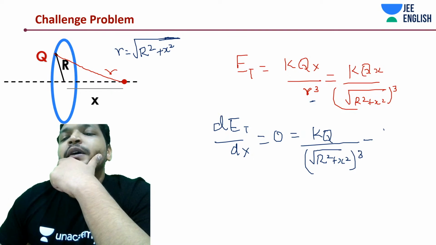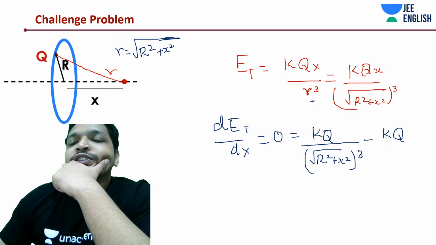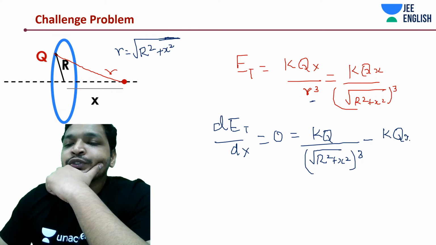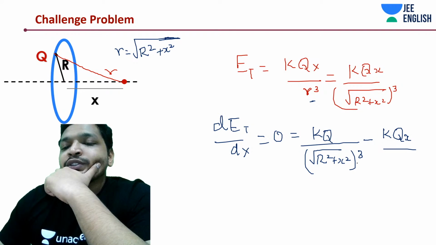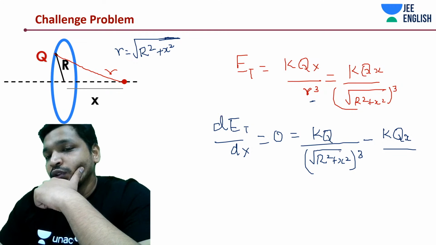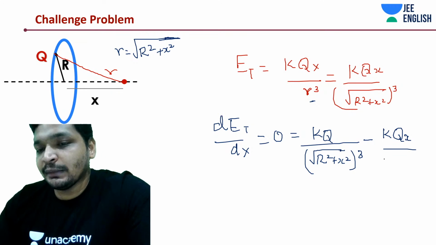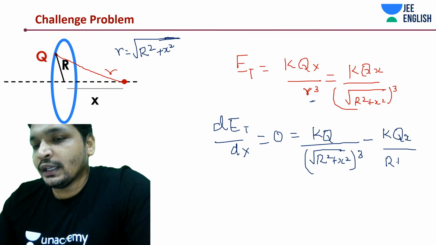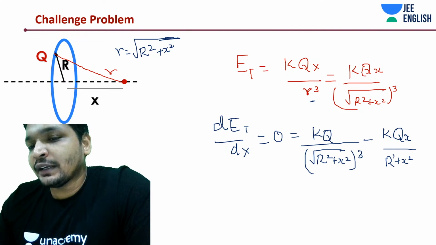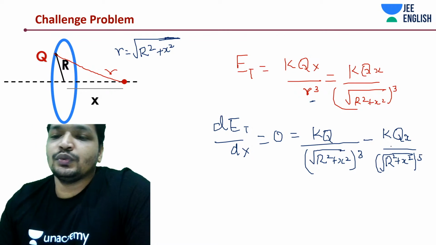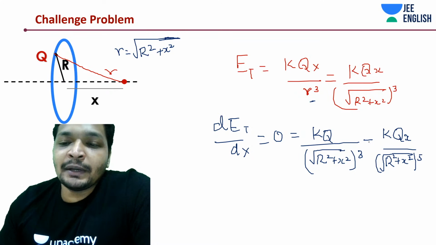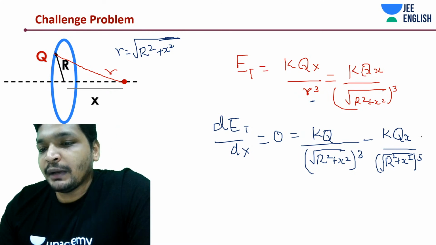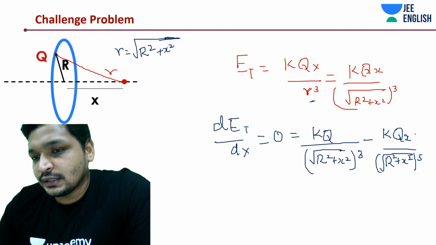It's going to be minus kq, the constant things, and x would remain. And if you differentiate the term on the denominator, it's going to be minus 3 by 2, so it's going to become minus 5 by 2. And if you differentiate r square plus x square, there would also be a 3 by 2 and a 2x.